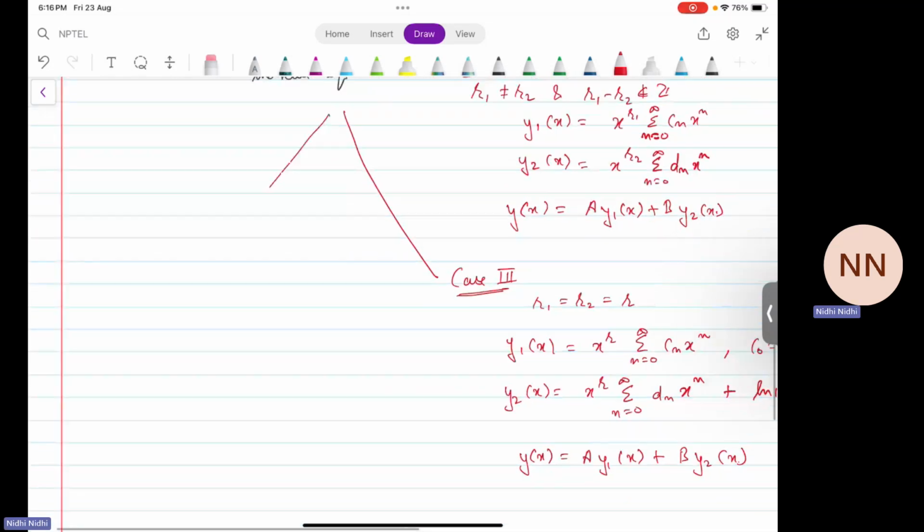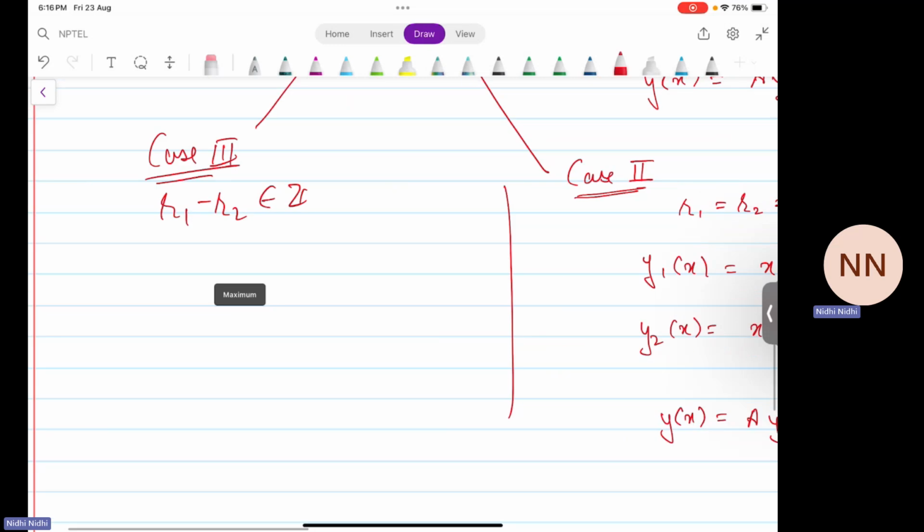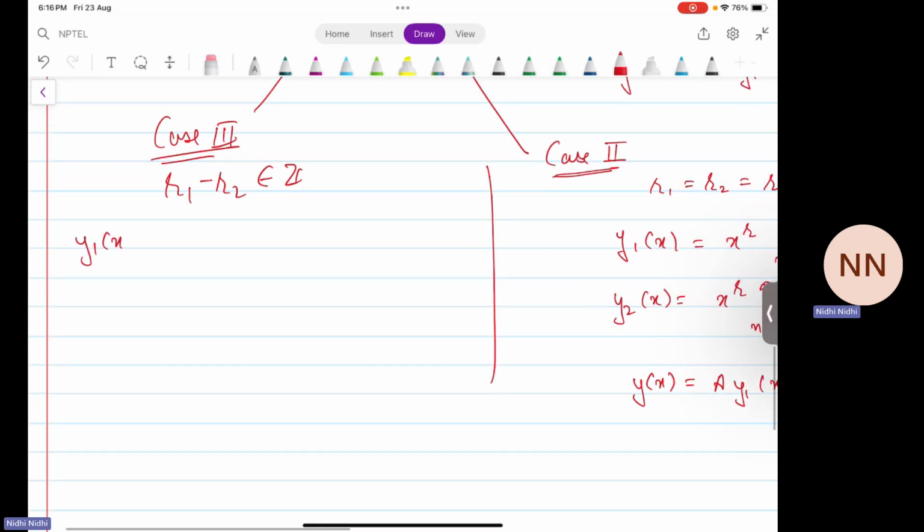And in the third case, this was case 2, case 3 would be when r1 minus r2 is an integer. In this case also, similar to the one where we had repeated roots, we'll find solution y1(x) as x to the power r1 summation n from 0 to infinity cn x to the power n. Then y2(x) is equal to x to the power r2 summation n from 0 to infinity dn x to the power n.